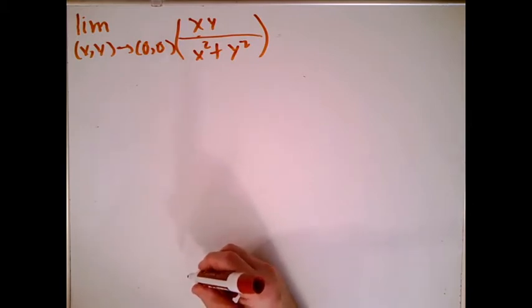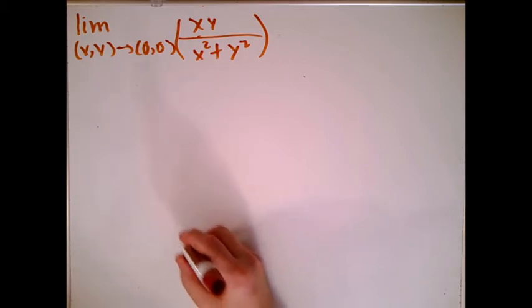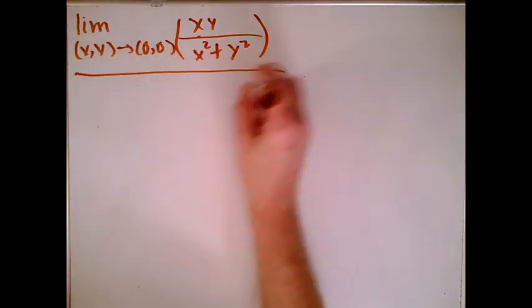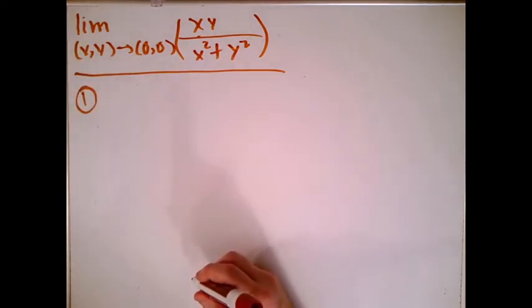Calc 1 technique said, do some algebra so you can cancel, but there's nothing you can really cancel here that actually helps at all. And the second thing we're going to try every time we do a multivariable calculus limit is to see if we can show the limit doesn't exist. Now, just a reminder, what it means in Calc 1 for a limit to not exist is that the limit from the right is different than the limit from the left.